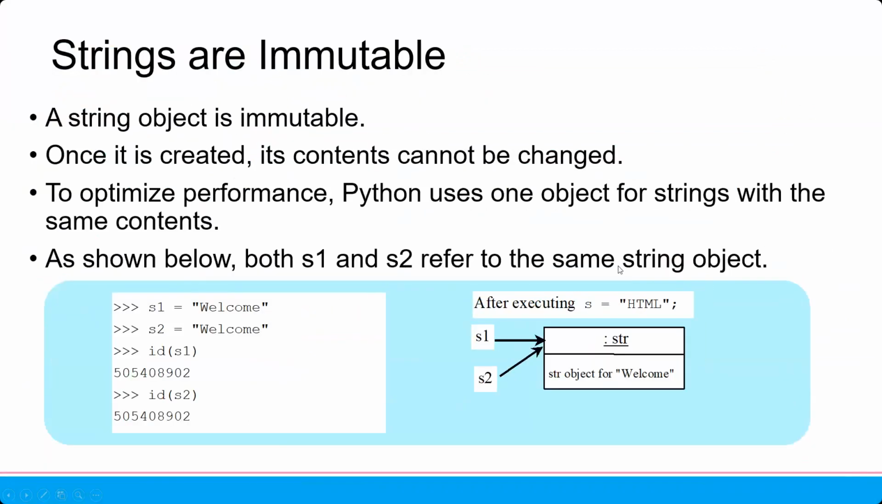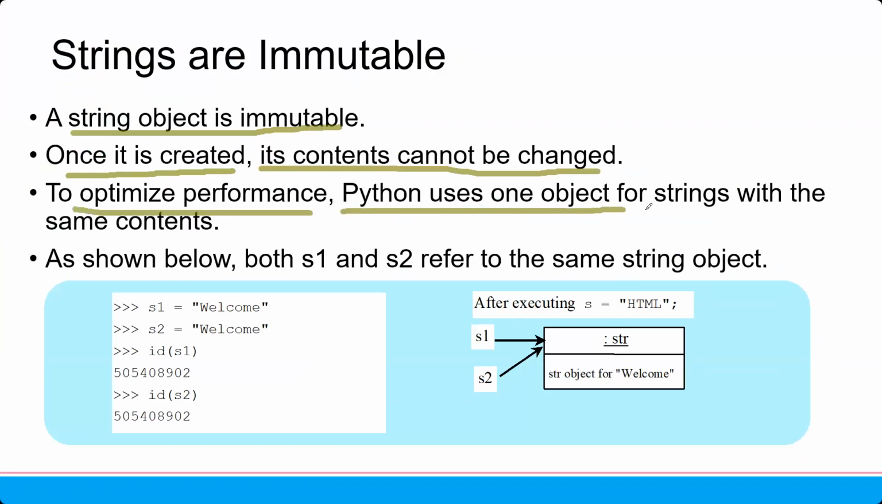The idea of strings is that they are immutable. If you still remember when we learned the data types the first time, there is some data which is mutable and some data which is immutable. So a string object is immutable. Once it is created, its contents cannot be changed. To optimize performance, Python uses one object for strings with the same content.